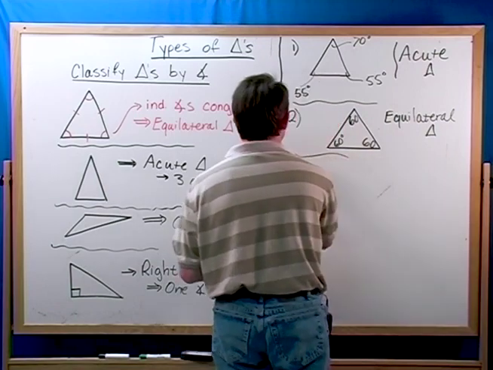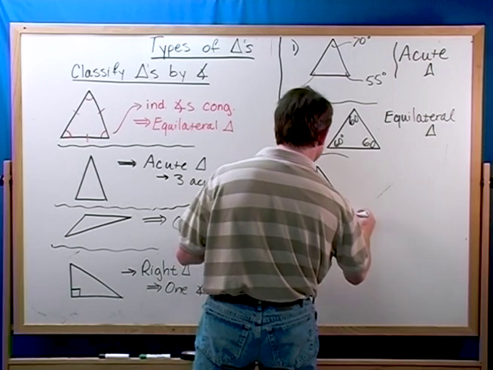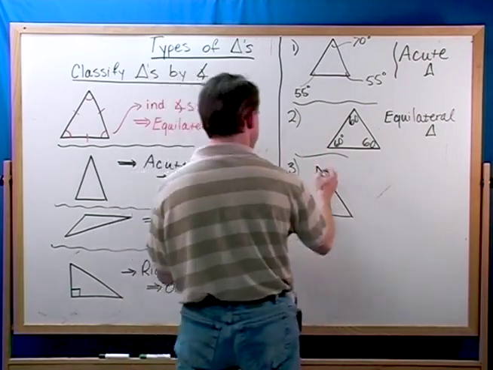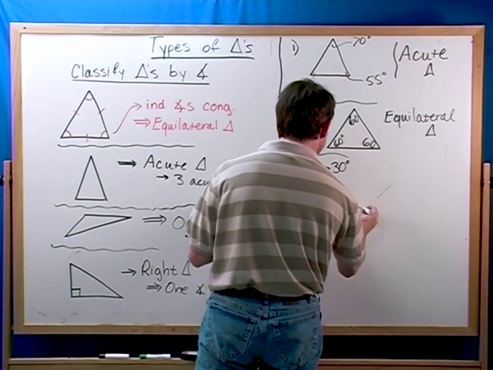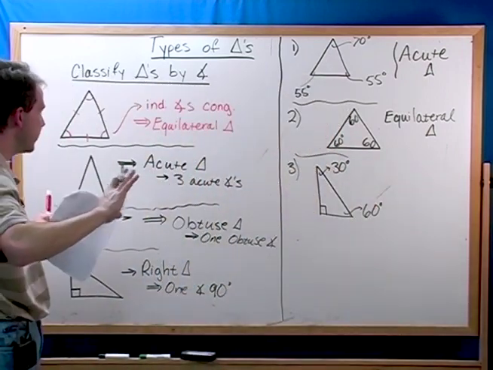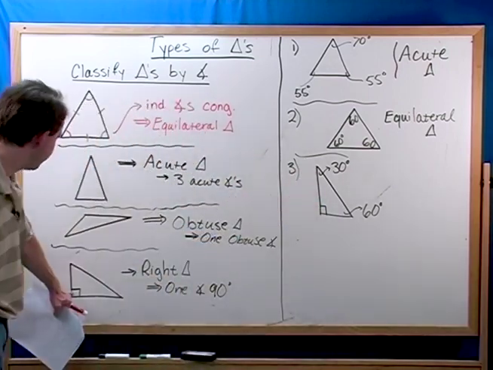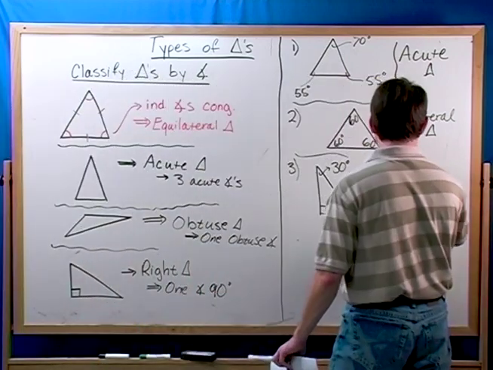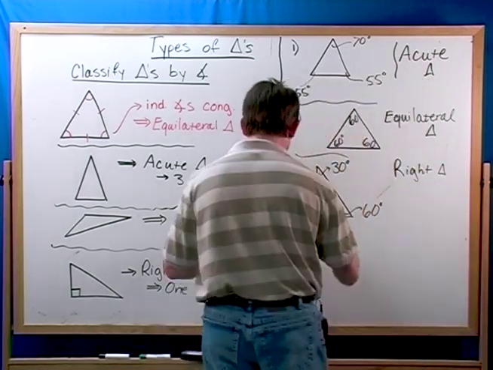Okay, third problem. Let's say I have a triangle that goes like this, and the only thing I know is it has a symbol there that looks like this, and I have a little arrow that tells me this is 30 degrees, and I have a little arrow that tells me this is 60 degrees. What kind of triangle is that? Well, you really don't have to do much thinking at all. If you have one right angle, which is a 90-degree angle, all you need is one of them, and it's automatically called a right triangle. Right triangle, because it has a right angle, okay?